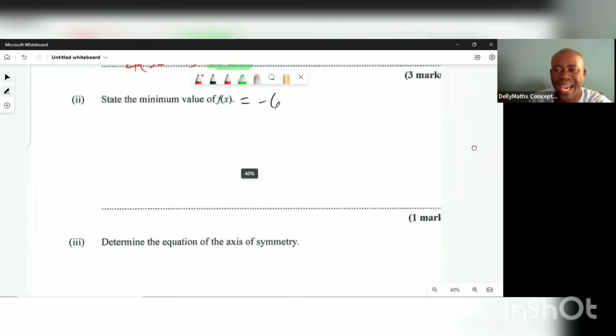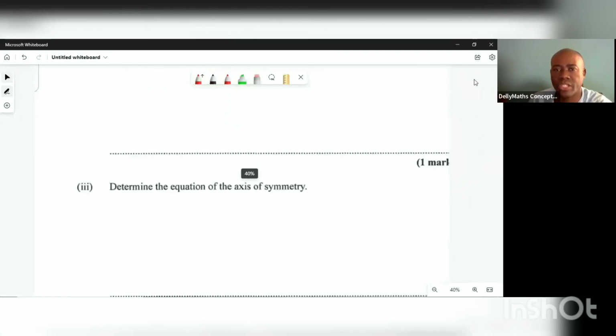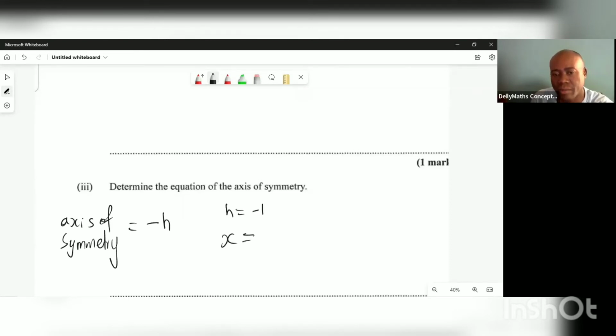Determine the equation of the axis of symmetry. All right, the axis of symmetry, just for note's sake, I could just say that the axis of symmetry is equal to the negative of the h. The h that we had was a -1, which means that the axis of symmetry is going to be +1. So the axis of symmetry is at all times the opposite to h.